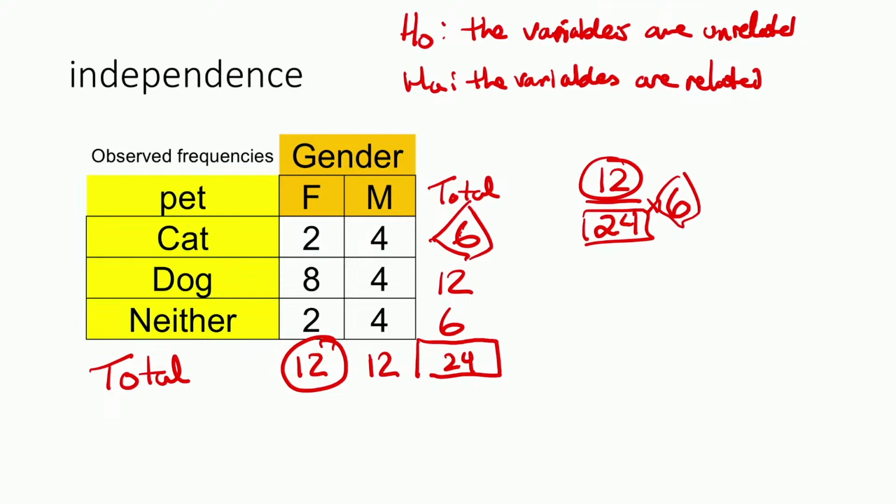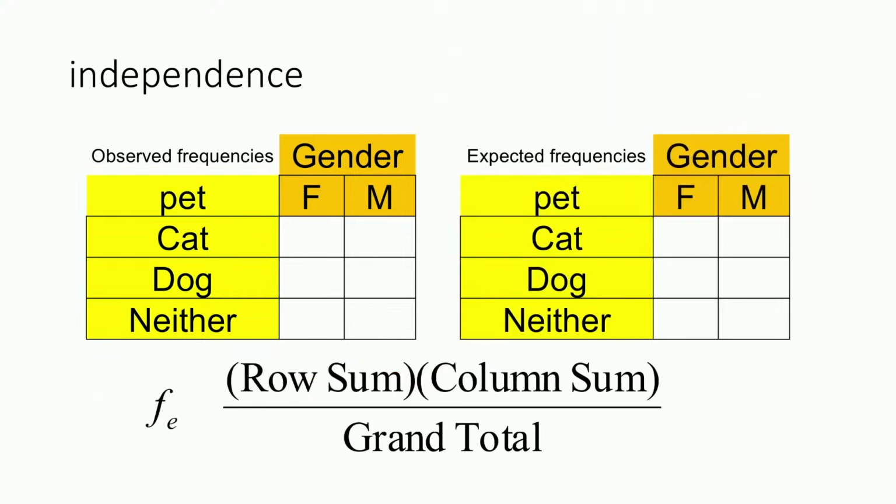So you could do this for every one of these. For example, the male dog people, I could say, okay, 12 out of 24 people in this room are male. Multiply that by 12. So 12 divided by 24 times 12. So we got a pretty simple formula here. In fact, here's the formula. I'll put it up right there. So this is the expected frequency.